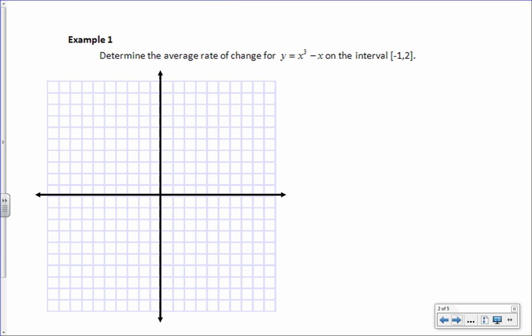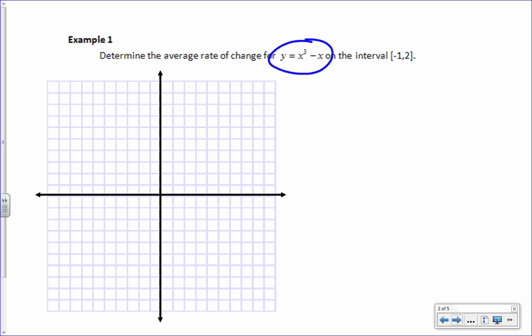So let's determine the average rate of change for y equals x to the third minus x, because maybe this function here is describing how something is moving or how something is changing. All right? It's relating x and y for us on the interval -1 to 2. All right? Now, of course, we could get the graphing calculators out, right? But I'll just give you a nice little sketch here quick.